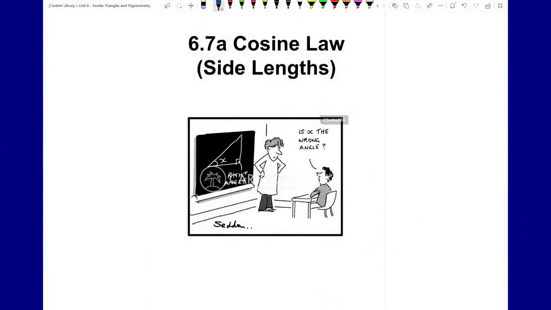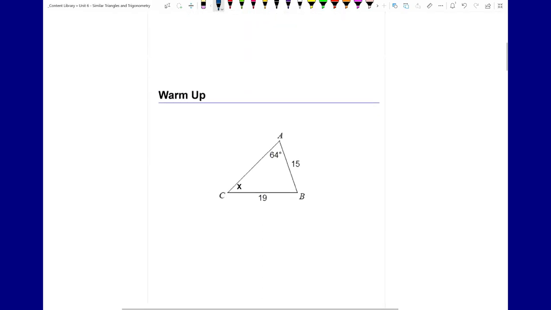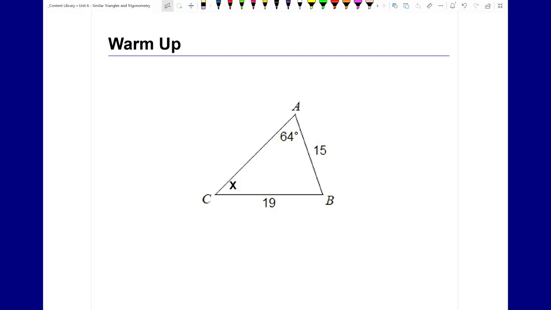In today's lesson, we are going to be looking at the cosine law for finding side lengths. So just a little bit of a warm-up. We want to find this missing angle, right? This should be a review from last lesson. So take a second, pause the video, and try to solve this question. Try to find that missing angle C.